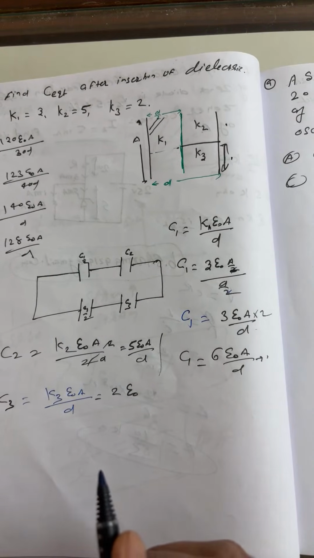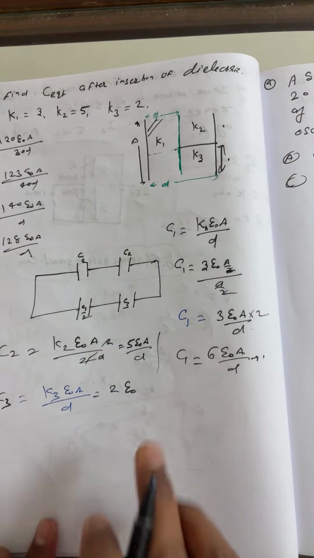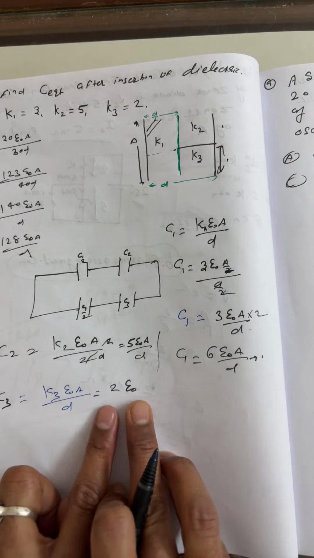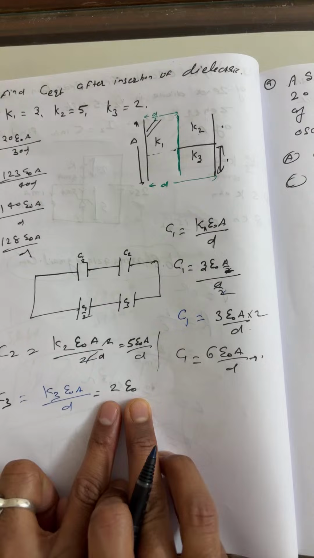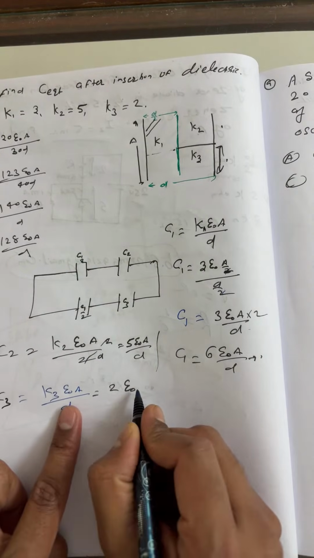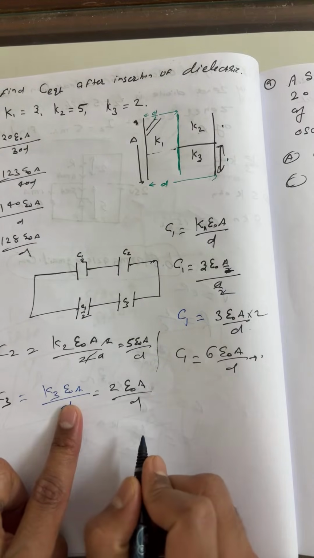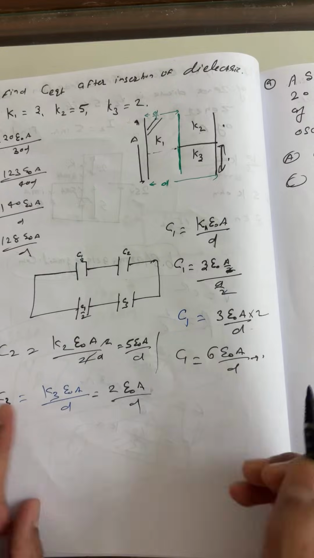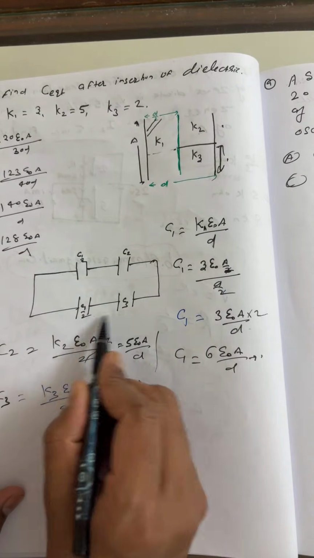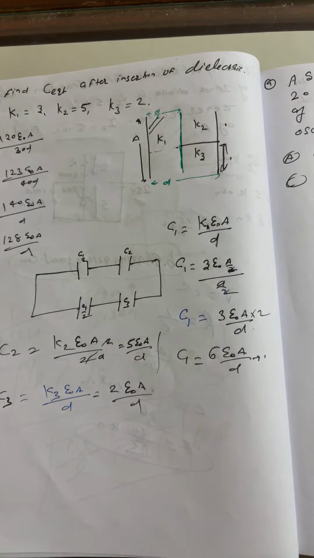Please explain. Student, is this clear? Okay, you didn't understand. Student, just reply to me. Did you get this solution? Okay. 2 beta, what can you write? Epsilon naught into A by D. Right. Simply you can feed the value. These two are in series. These two are in what? Series. Finally, okay. God bless you.